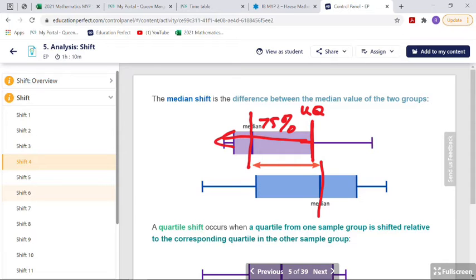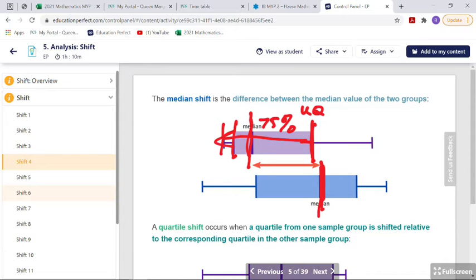75% at the upper quartile, isn't it? Remember, from the minimum to this point, that's 25%, that's 25%, that's another 25%. So you could look at this median and say that the median of the blue set is greater than 75% of all of the data in the purple set.